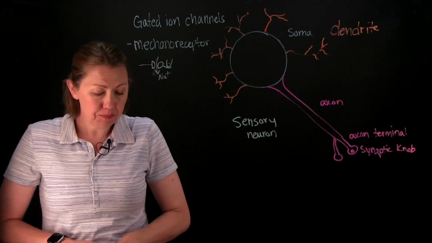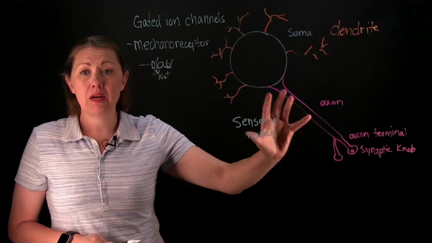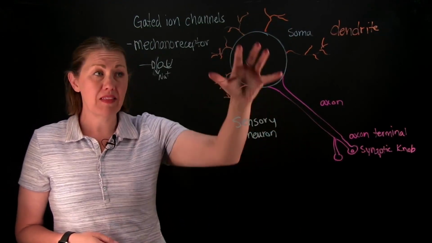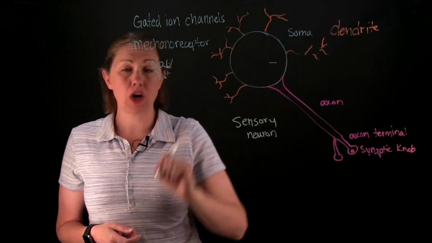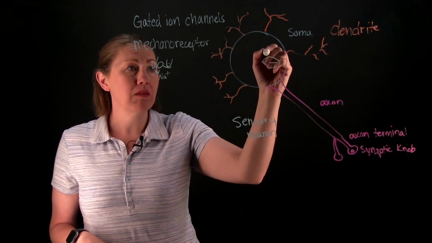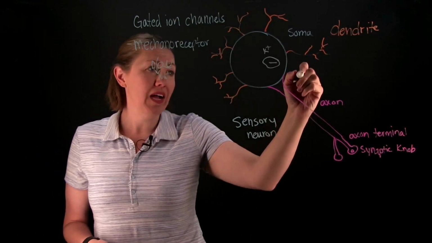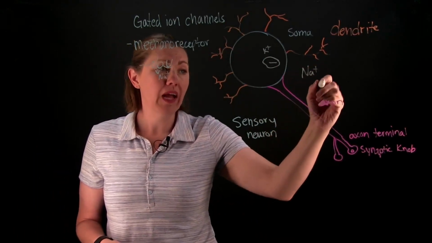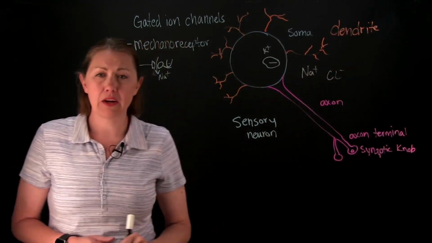Because remember, the basic setup for most of the cells in your body is that the inside of that cell is going to be negatively charged compared to the outside, because you have large proteins in here. We also have some potassium in here, so there are some positive things, but outside of here we have a lot of sodium and calcium. We'll come back to that later.